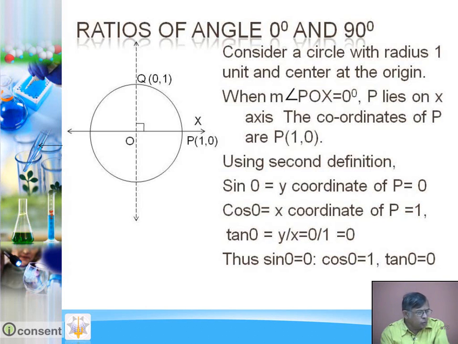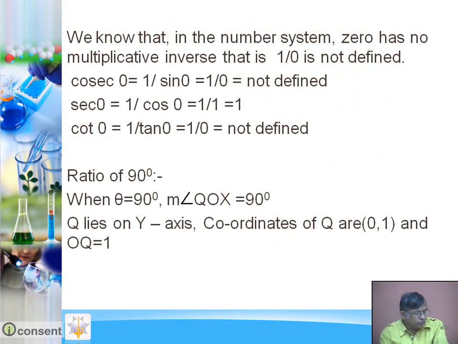We know that in the number system, 0 has no multiplicative inverse, that is, 1 upon 0 is not defined, means the denominator should be non-zero. So cosec 0 is 1 upon sin 0, that is 1 upon 0, and therefore cosec 0 is not defined. Sec 0 is 1 upon cos 0, that is 1 upon 1, equal to 1. Cot theta is 1 upon tan theta, 1 upon 0, that is not defined.